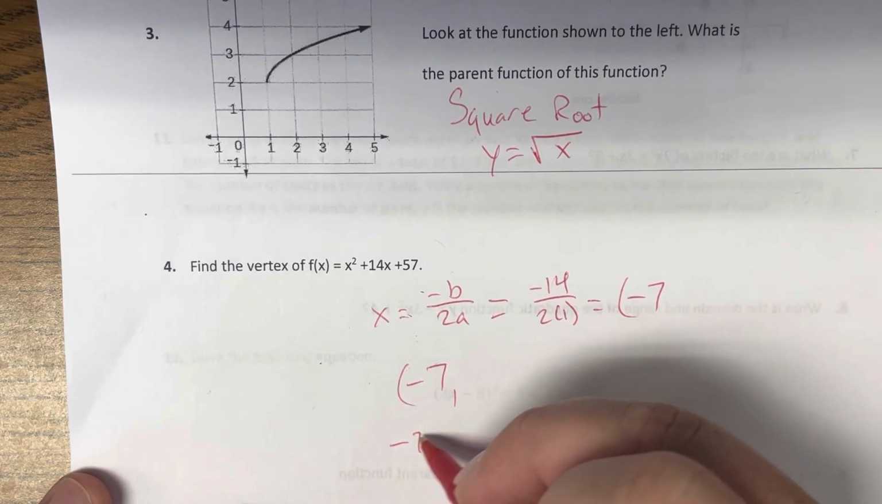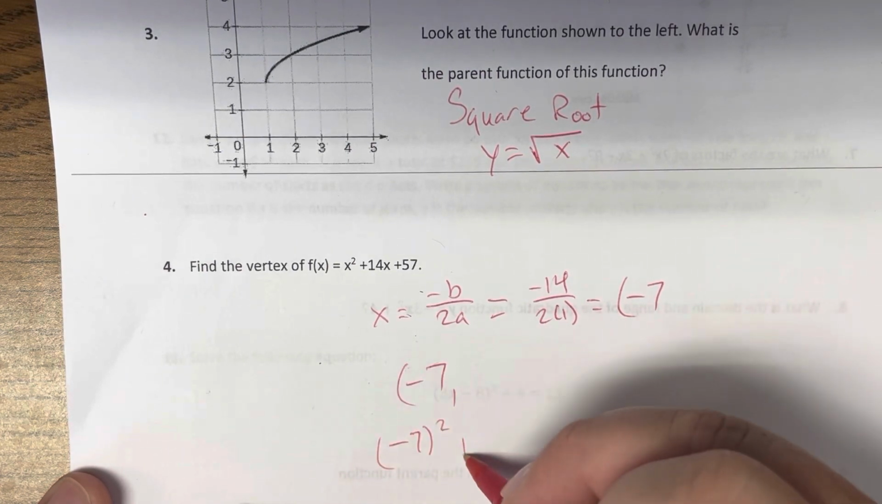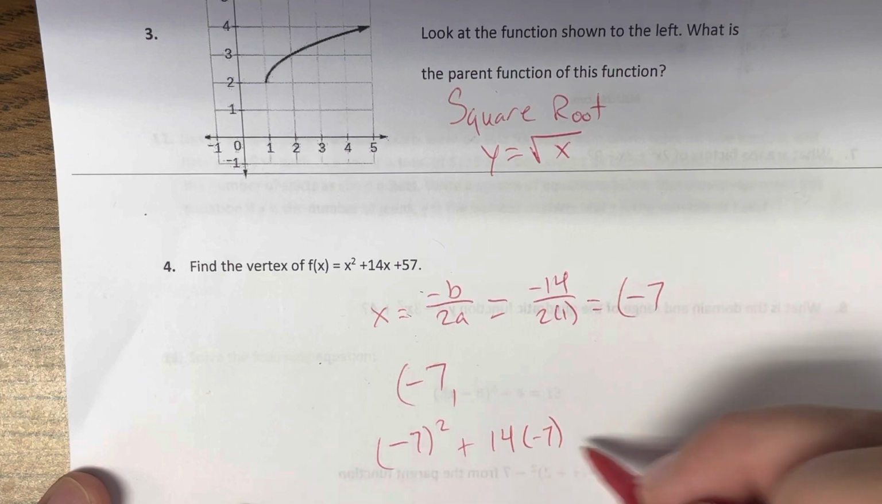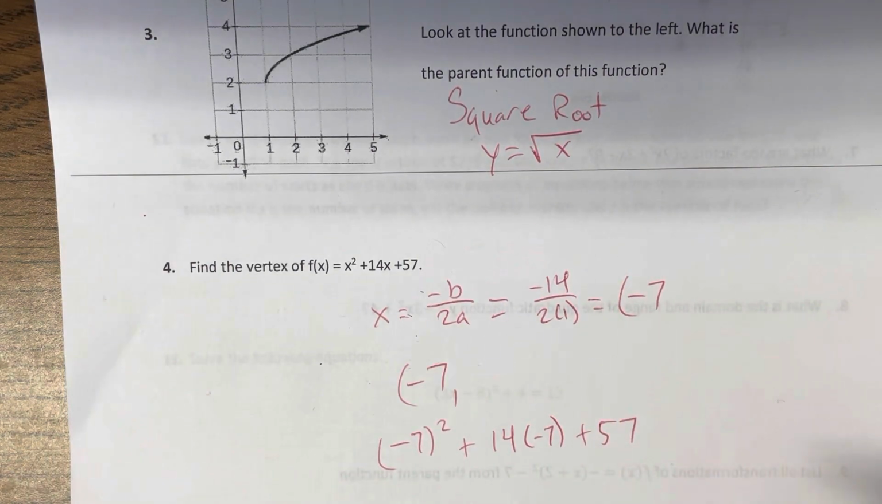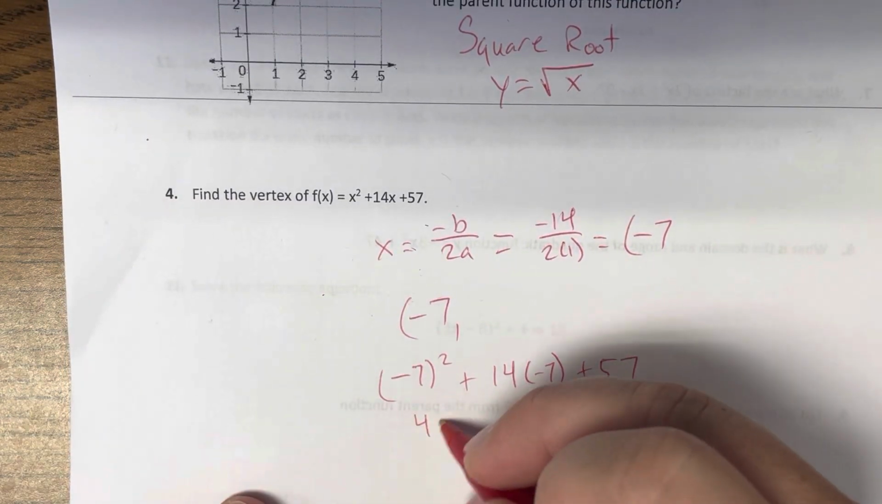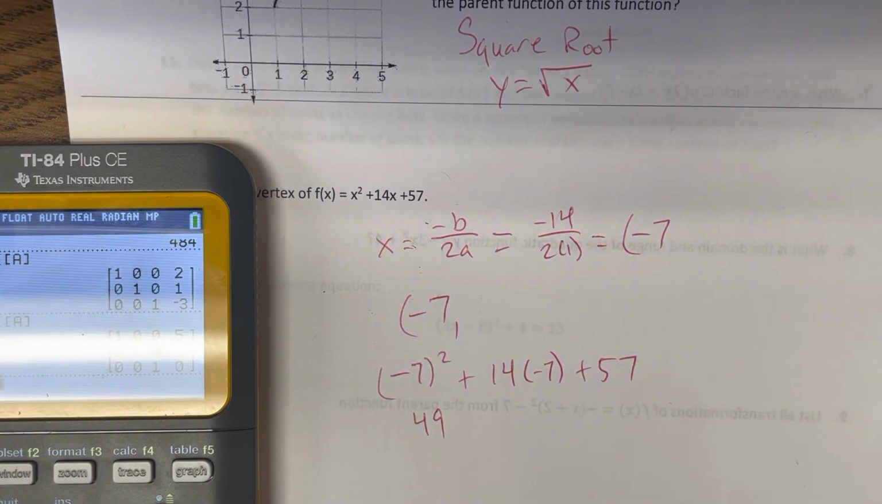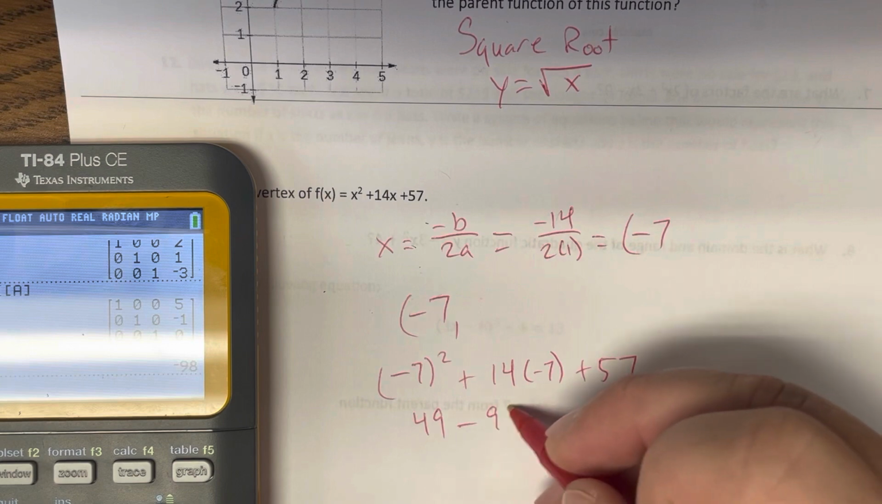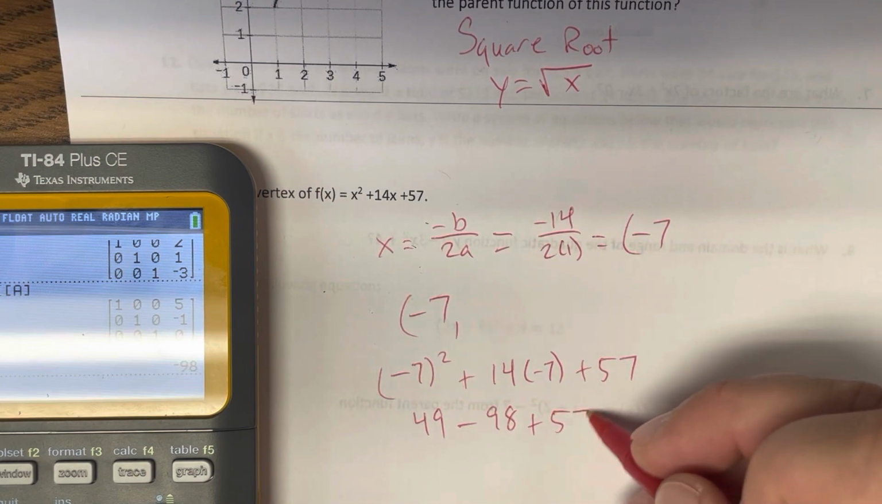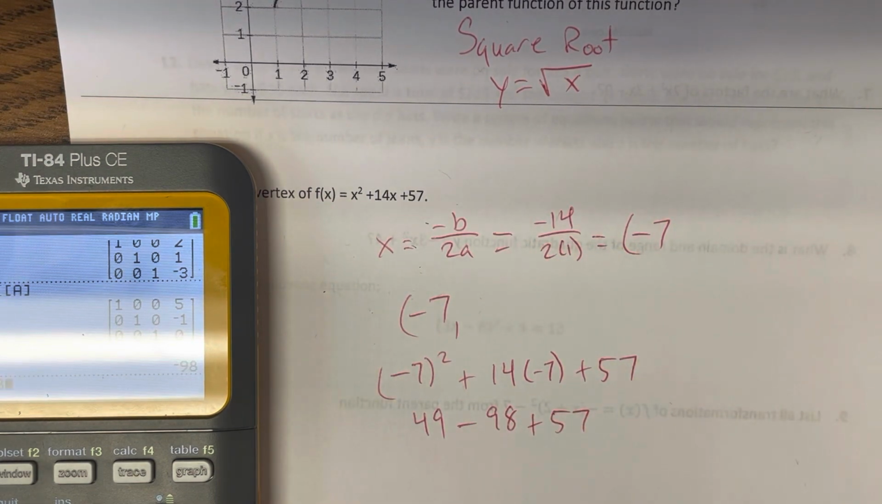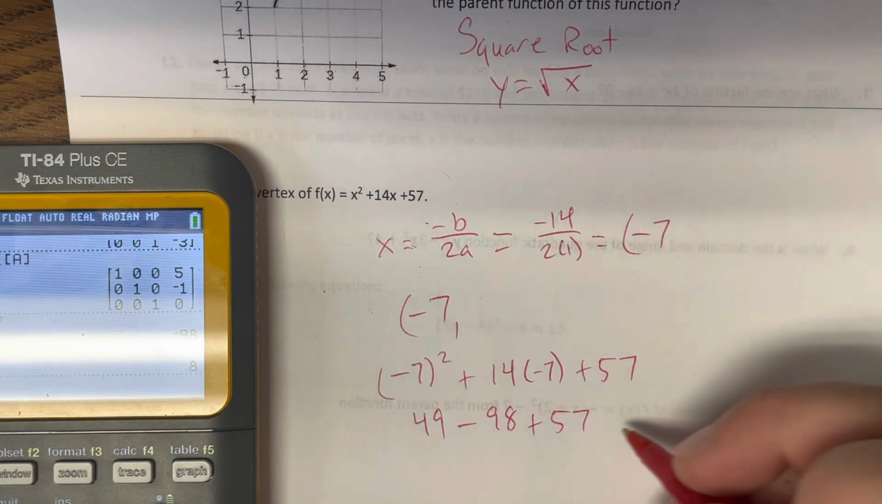So negative 7 squared plus 14 times negative 7 plus 57. And so negative 7 squared, I know that's 49. 14 times negative 7 is negative 98 and plus 57. And so 49 minus 98 plus 57 is 8.